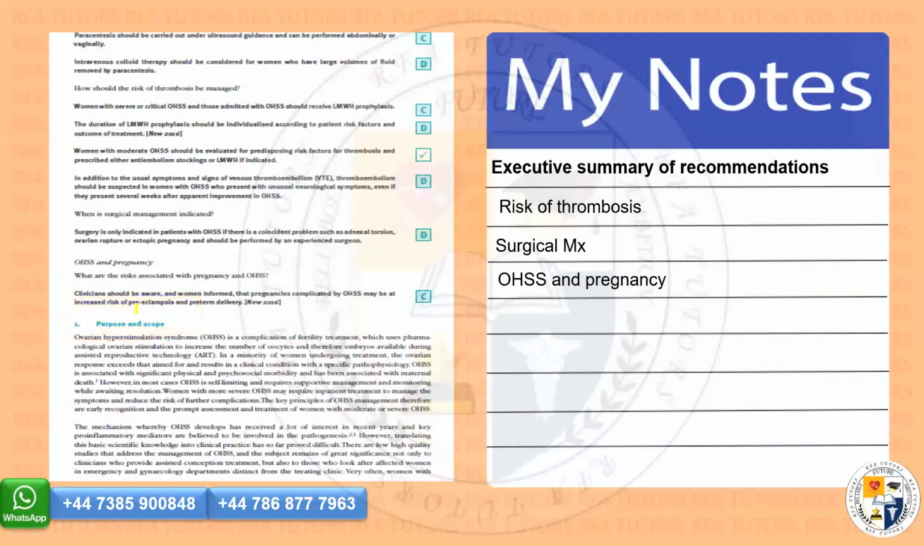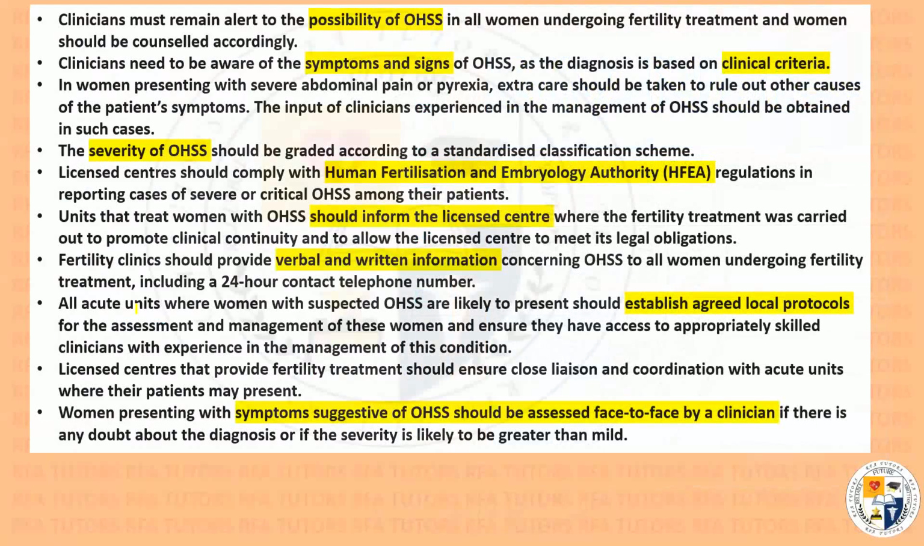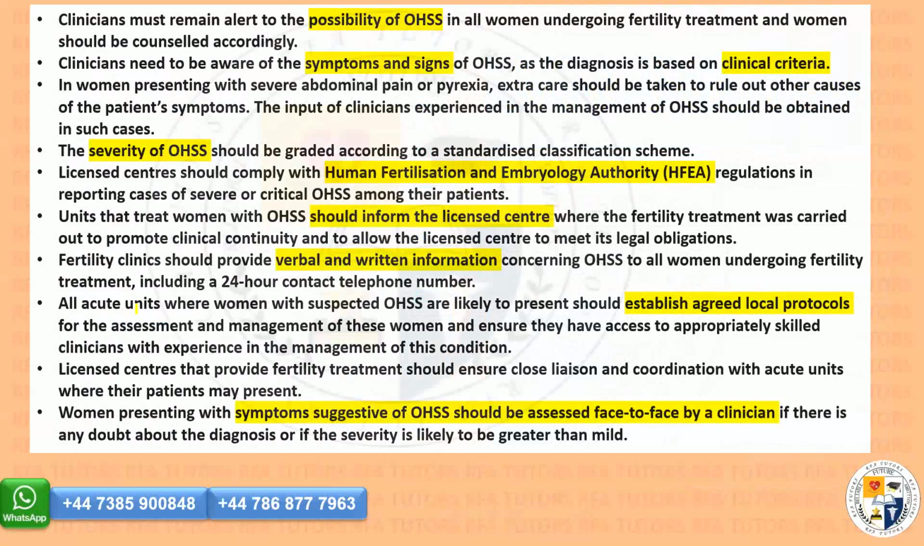Now, how would your notes look? This is Prachi's notes when I've covered all the recommendations, and I should have a grip over the recommendations. So the clinicians must remain alert to the possible signs and symptoms, the possibility of OHSS. The symptoms and signs should be clear on the clinical criteria. They should know about the severity of OHSS and their grading. And there are certain licensed centers, they should comply with the Human Fertilisation and Embryology Authority regulations. And the units that treat women with OHSS should inform the licensed center.